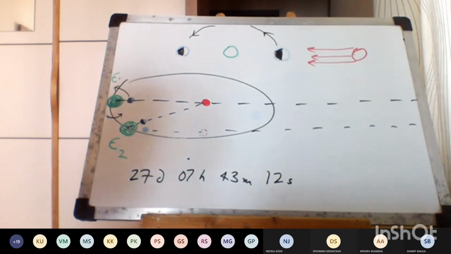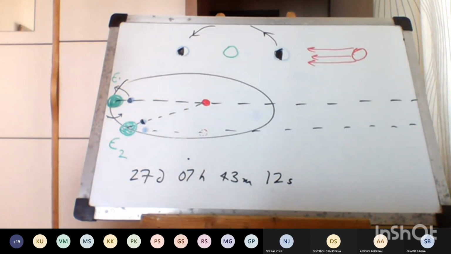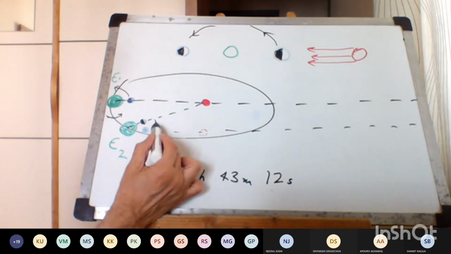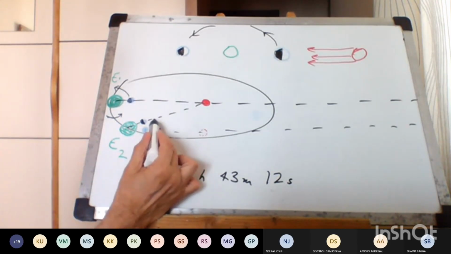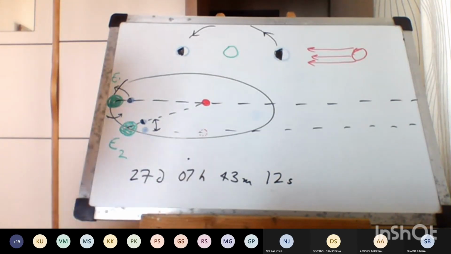Because only when moon and the sun are in conjunction will you have new moon. Yes or no? Yes, sir. So there is this small angle over here which has to be covered by the moon, about 12.2 degrees or whatever. This angle has to be covered by the moon. So it takes a little longer.